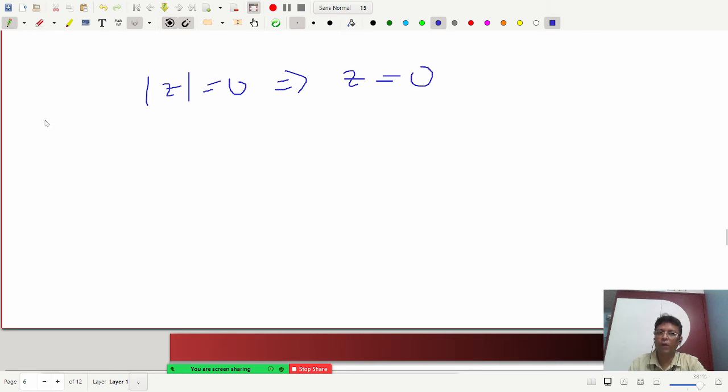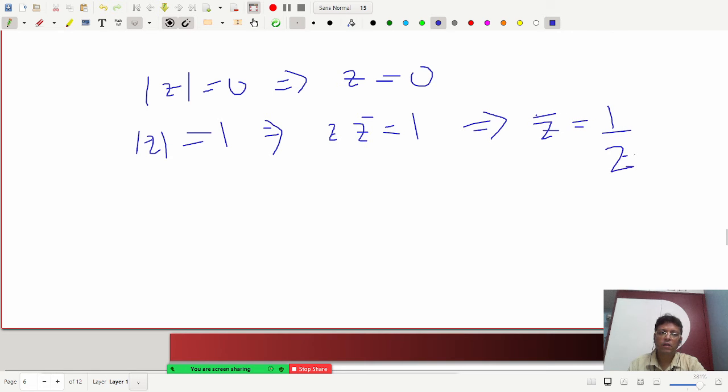Z is 0 is one of the solutions. And mod z equal to 1 implies z into z bar equal to 1. So you have z bar equal to 1 by z, because mod z equal to 1 implies mod z square equal to 1. So that will give you z into z bar equal to 1. So z bar is 1 by z.